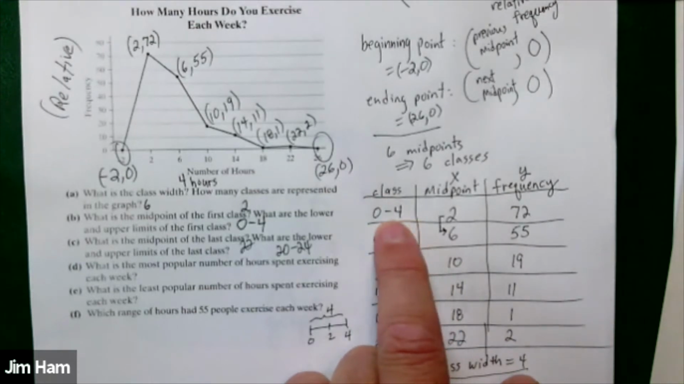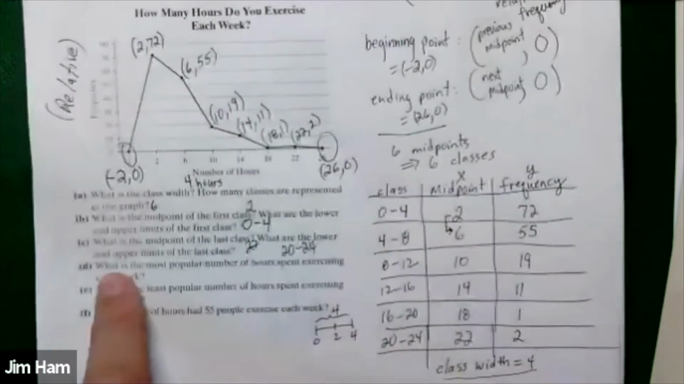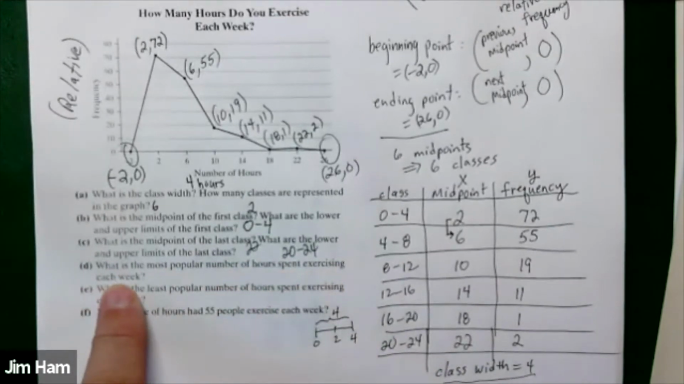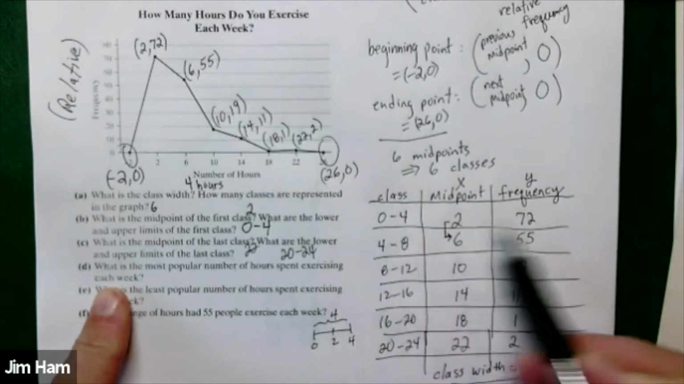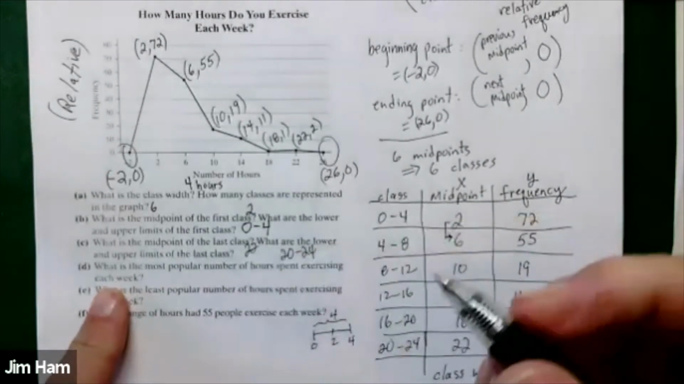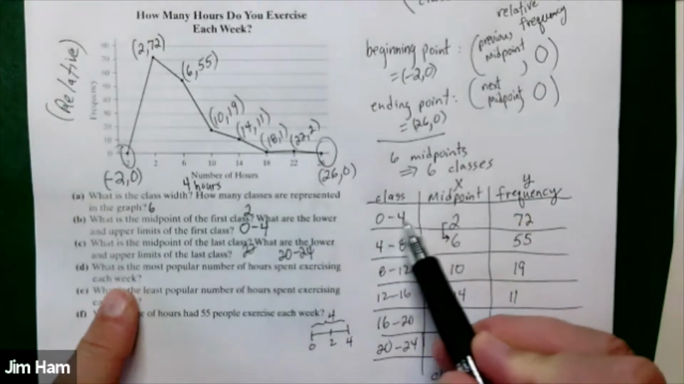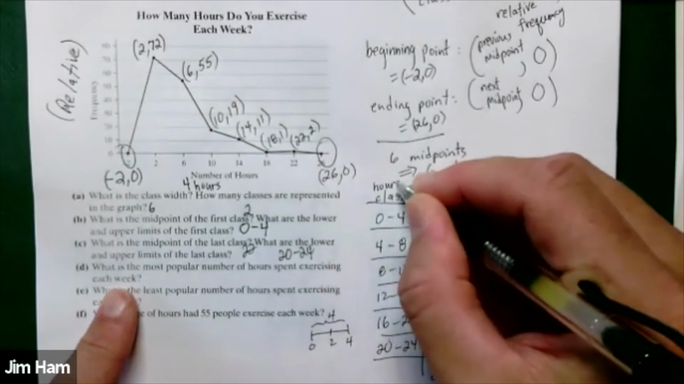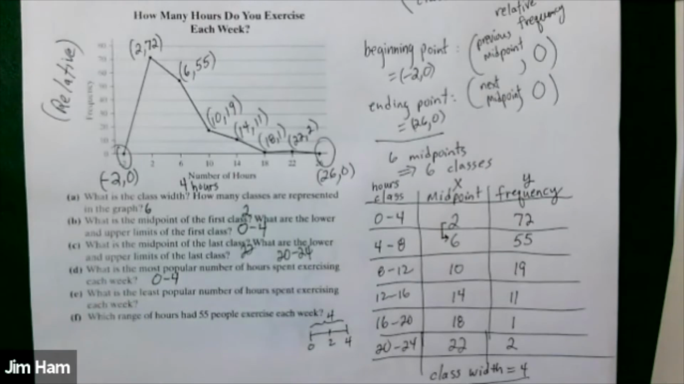So we don't know how the data values are dispersed between 0 and 4, but we do know the midpoint is 2. So the way that you would answer this one, what is the most popular number of hours spent exercising each week? The most popular is this class. We don't know what those are, how many hours we're talking about. So I guess we'll answer this one as a class, somewhere between 0 and 4.